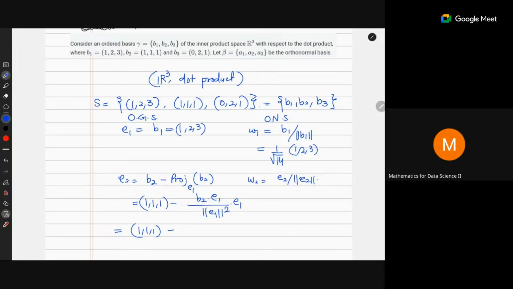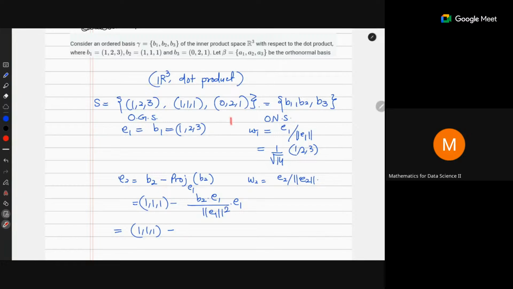Sir, in W1 we take the norm of V1. In E2 we are taking the norm of E1 squared. Is it fine? No, it's about squaring. Where have I taken the square? Sir, this is a projection. Can we take W1 also? Here we are squaring, right? Norm of E1 squared. Because W1 is equal to E1 by norm of E1.